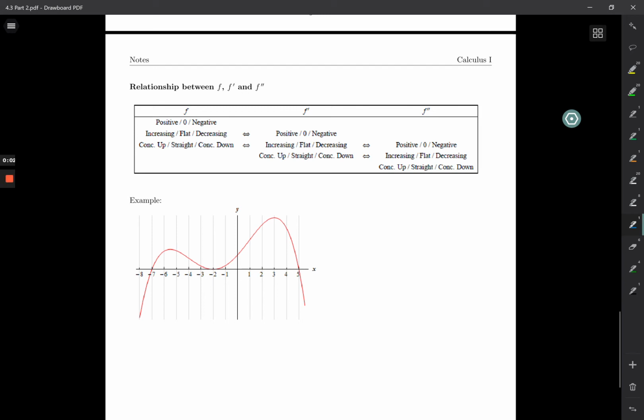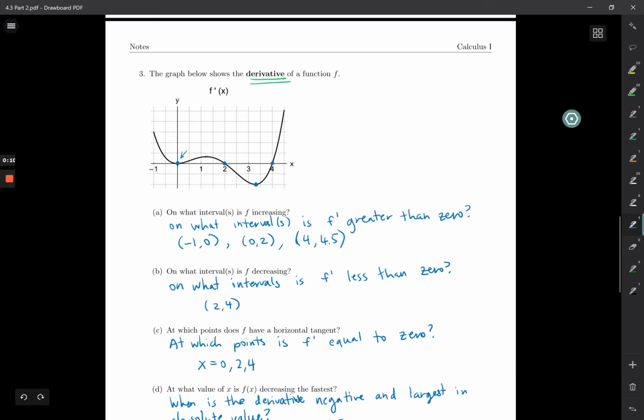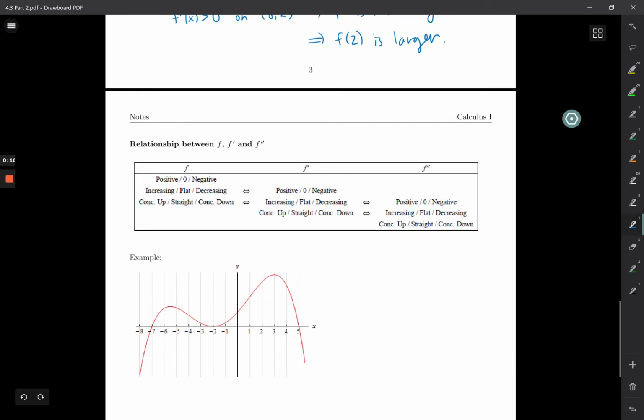Okay, so as we saw in the last example that we just did, if we're given the graph of the derivative, as we were in this example, there's a lot that we can figure out about the function, right? Not everything, but we can figure out quite a bit. And so this table here is actually summarizing the things that we know if we're given, say, the derivative or the second derivative or the function itself.